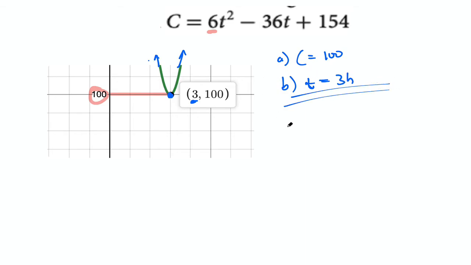Okay, so for C, find the cost if the crane sits idle. So this happens when nobody's working on the crane. So that means the time is equal to 0. Right, but notice that if I plug in t equals 0 for this equation, this becomes 0, this becomes 0, so we're left with 154. So then the cost is 154, right? And this is in hundreds of dollars.